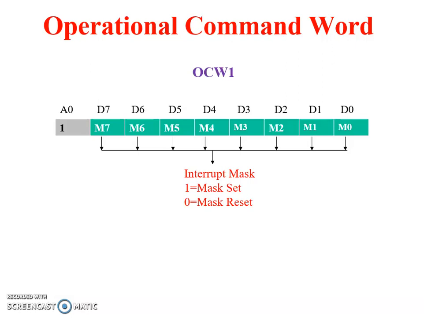Suppose there are 8 interrupts connected to the 8259 from IR0 to IR7, out of which we want to mask 2 interrupts, which are on the IR0 and IR1 pins. At that time we have to make M0 and M1, these two bits, 1 to mask the IR0 and IR1 interrupts, and the remaining you can make 0.